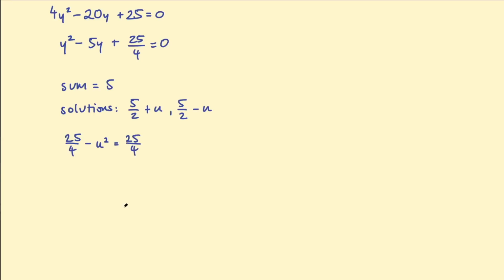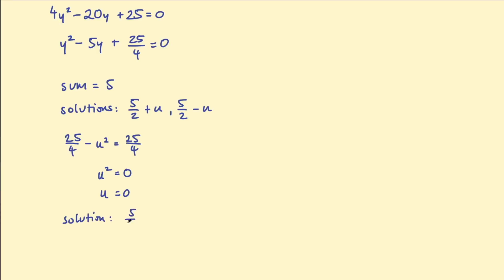Okay, so now what happens? Well, this number is equal to this one, so therefore we would get u squared equal to 0. What does that mean? Well, u equals 0. That means we only have one solution to this quadratic. It is 5 on 2. So 5 on 2 plus 0 is the same as 5 on 2 take 0.